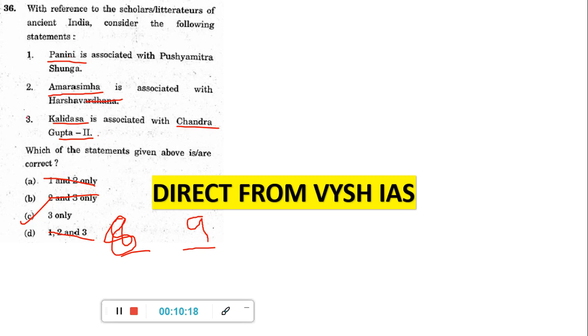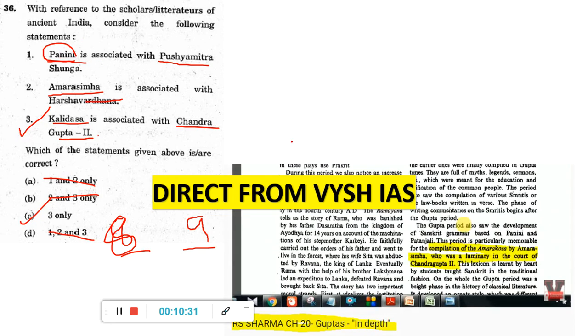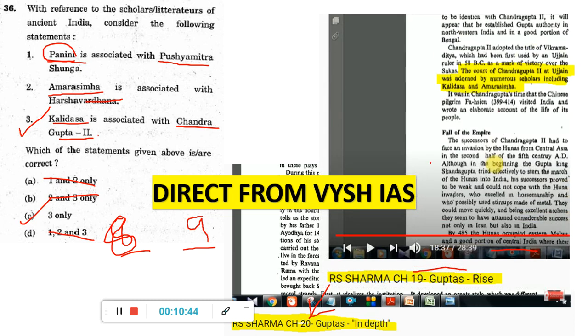And one is also wrong for the same reason, because the timeline itself is wrong. Pushyamitra Sunga and others came after the Mauryans. When the Mauryan downfall happened, after that he came. But Panini's timeline was before that. So if you see here, this is our R.S. Sharma, chapter 20, Guptas, when I taught you, that screenshot of my lecture. Here, if you see, Amarakosa by Amarasimha, he is in the court of Chandragupta II. Again, in the 19th chapter, the Guptas, the Rise, it is also mentioned that the court of Chandragupta II at Ujjain had people like Kalidasa and Amarasimha. So if you had watched the free R.S. Sharma lecture, you could have solved it.